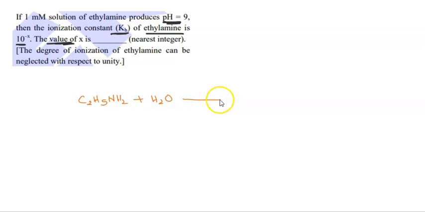Amine is acting as a base which can accept a proton from water. It forms C2H5NH3+, and H2O after donating a proton has changed to OH-. In this reaction, ethylamine is acting as a Bronsted-Lowry base and water is the Bronsted-Lowry acid. We get a conjugate acid and a conjugate base.